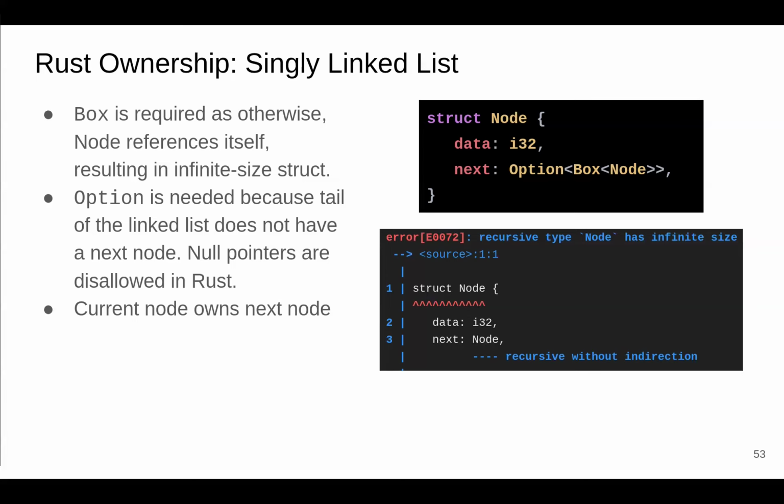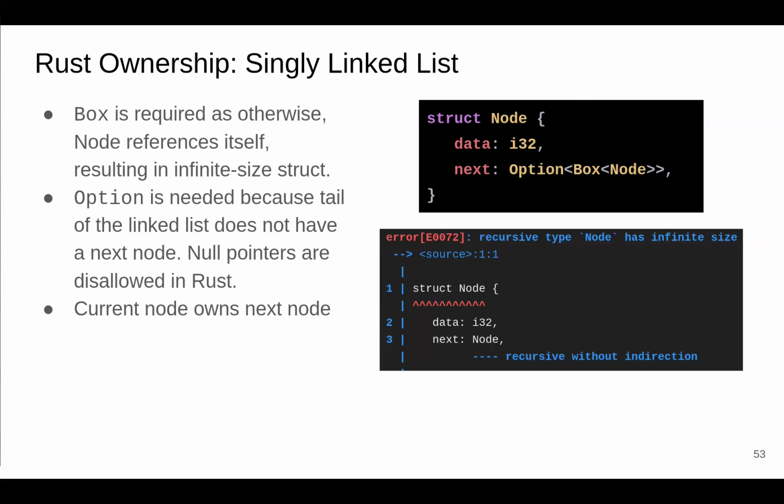Option is needed because the tail of the linked list does not have a next node, and null pointers do not exist in Rust. So therefore it's an option, which means it's an optional data field. So in the last node, it's not going to be used, but in all the other nodes, the next points to another node. Which means that for ownership, the current node owns the next node. Right? So the ownership is handled that the current node owns the next node, and this is how it's implemented.